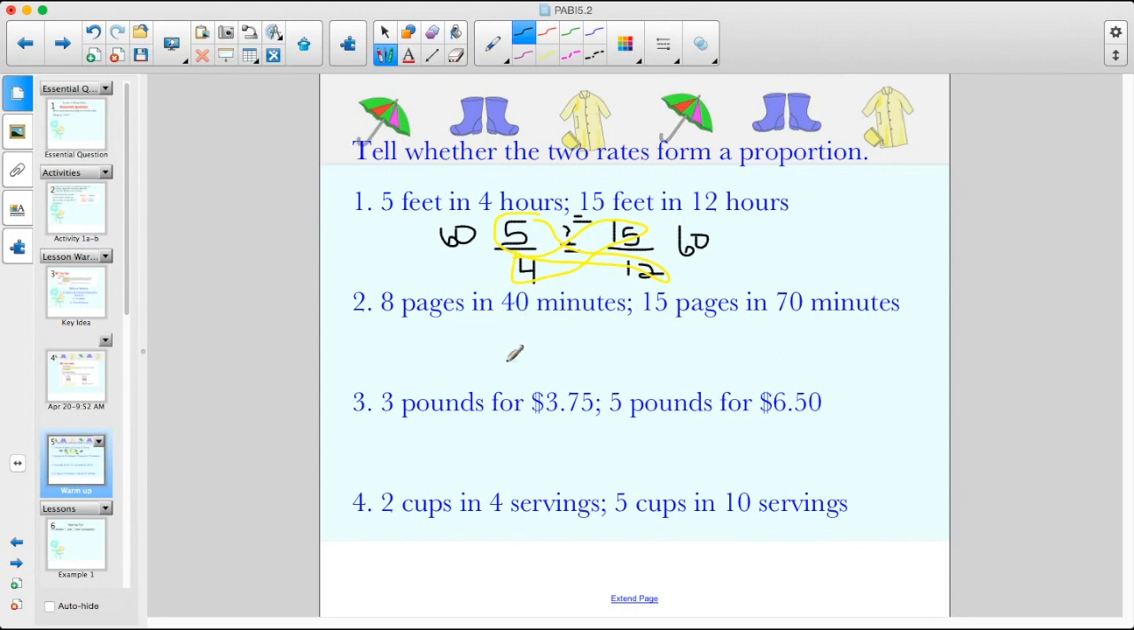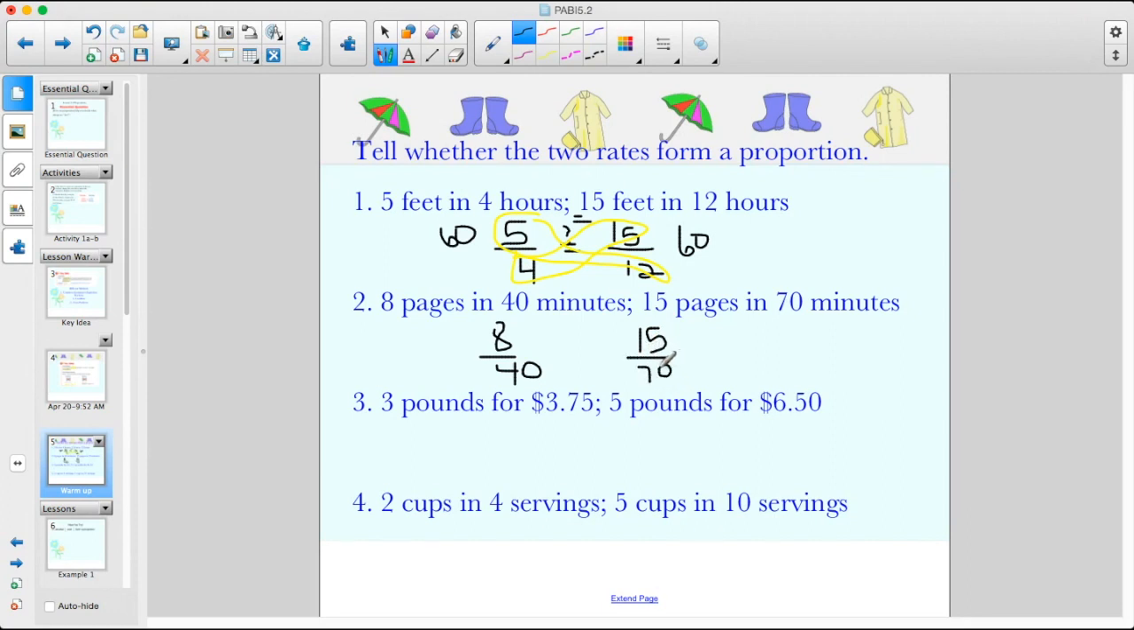So either method would be fine. To 15 pages in 70 minutes. So let's go ahead and set up our ratios as being 8 over 40. And we want to see if that would be equivalent to 15 over 70. Are they the same ratio?